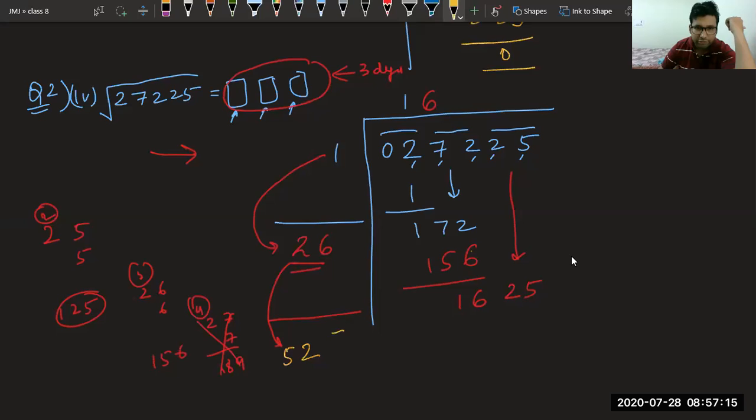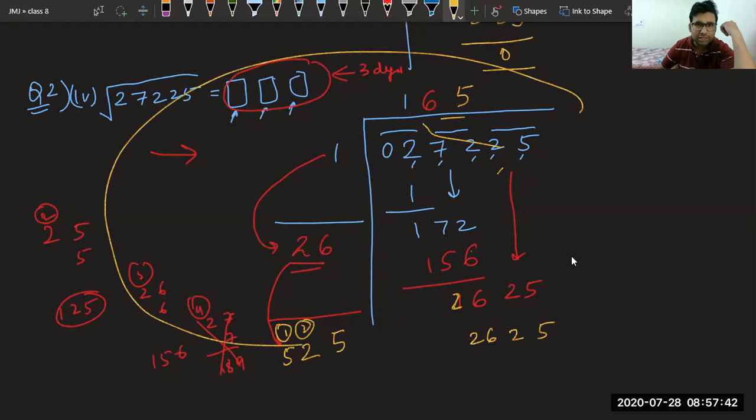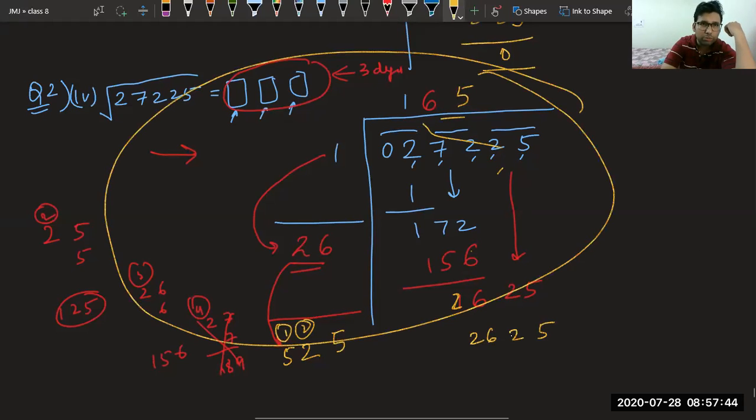If I take 5, what will I get? 5 5s are 25. The 10. 12. It is giving 26. Something is wrong. But beta, you should have 26 here, no? On this side also. Something is wrong. 2 7 2 2 5. Okay, I will discuss this again. Okay, the solution part I will discuss again.